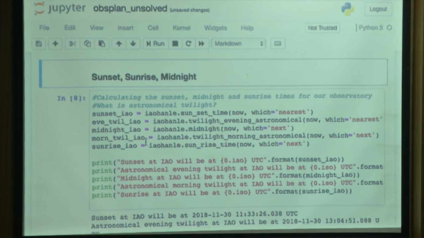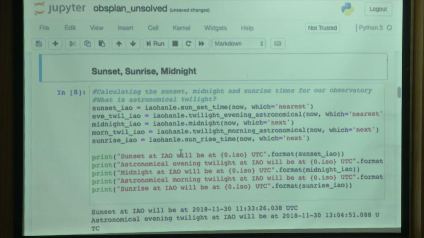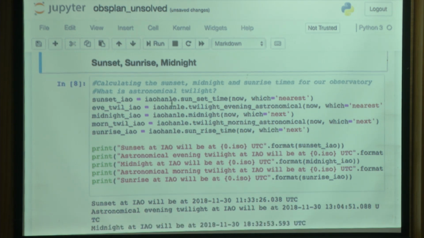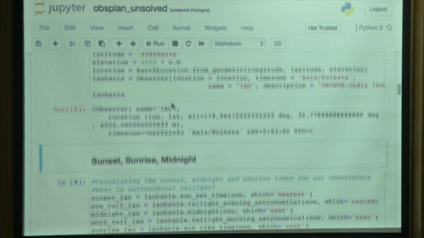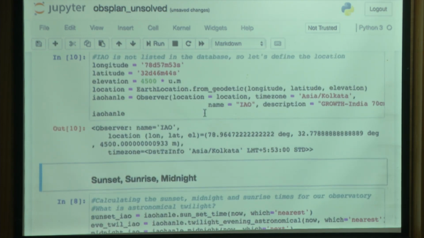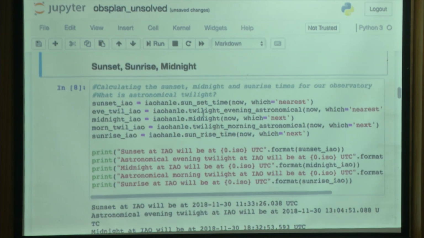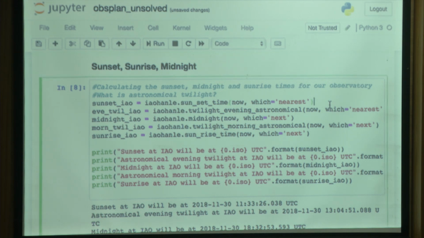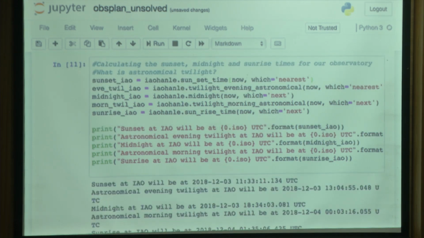So now let's see when is sunset. As we all saw, we only start observing after sunset, right? So IO Hanley is our object which contains our observatory coordinates. IO Hanley dot sunset underscore time is what we can use to find out the time of sunset. So you can see that sunset is around 11:30 UTC, which is around 5 PM local time. So it's a pretty early sunset in winter at Hanley.